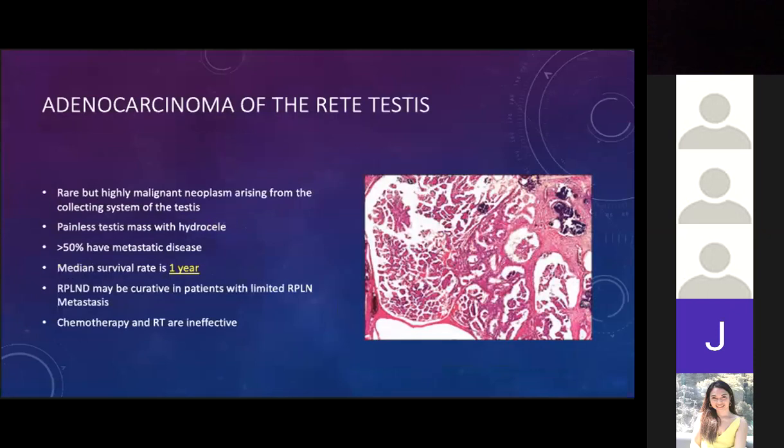For your adenocarcinoma of the rete testis, it is a rare but highly malignant neoplasm arising from the collecting system of the testis. It is a painless testis mass with hydrocele, and more than 50% have metastatic disease. Median survival is 1 year, and RPLND may be curative in patients with limited retroperitoneal lymph node metastasis. Chemotherapy and radiotherapy are ineffective.